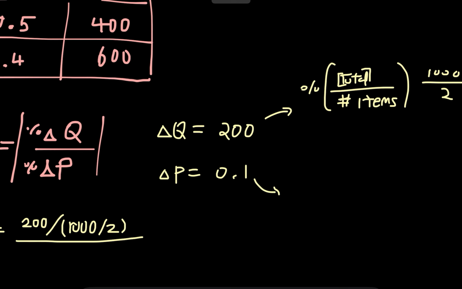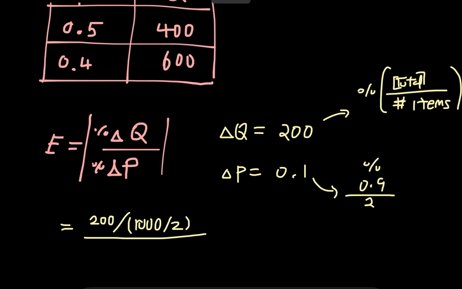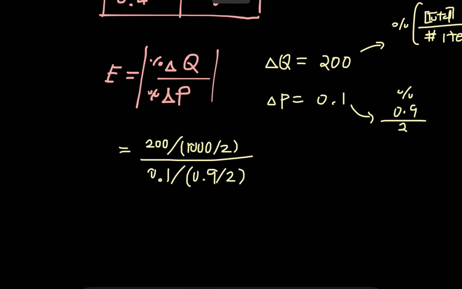And for price, same thing. The percentage can be measured by the sum of what we want to measure, so that's 0.9 divided by the number of items, which is 2. So this would be the percentage, therefore the percentage change in price would be 0.1 divided by that. Once again, this is an absolute number, so it will be positive regardless.